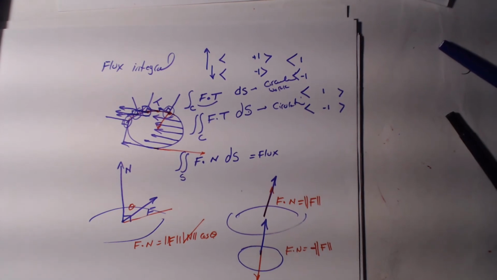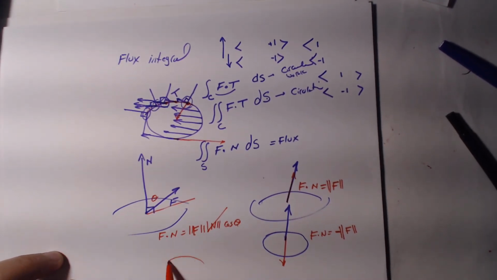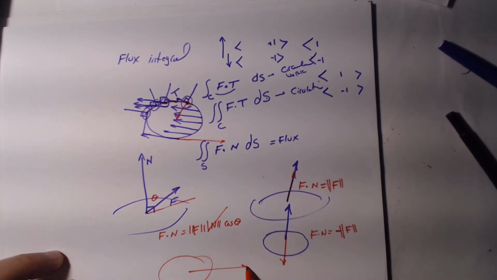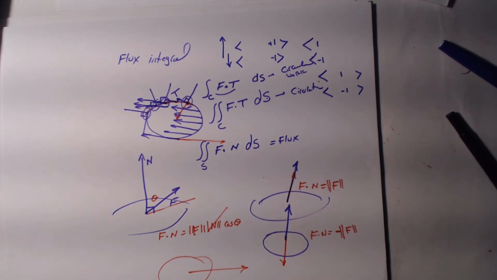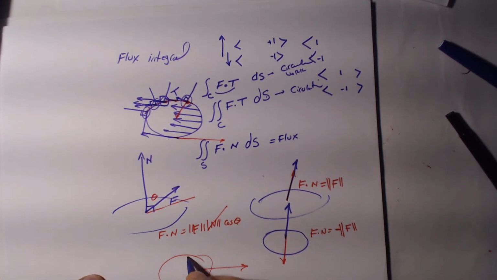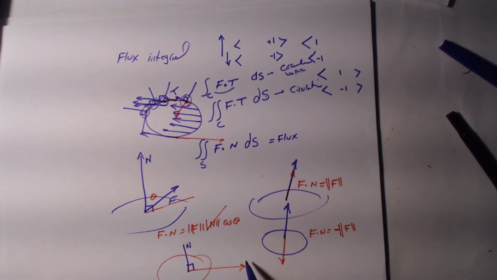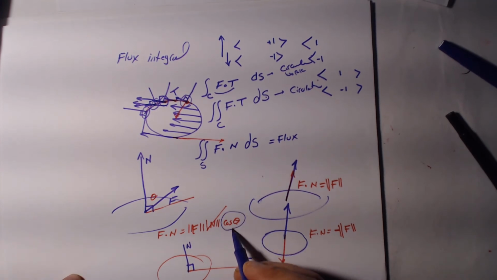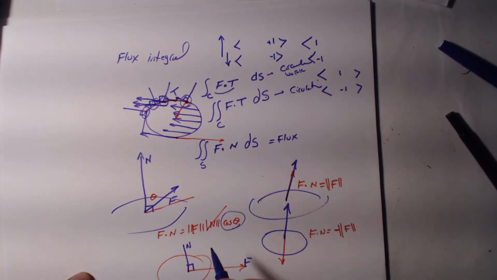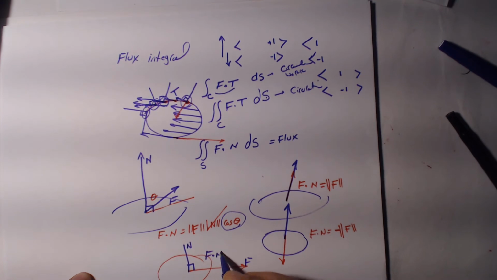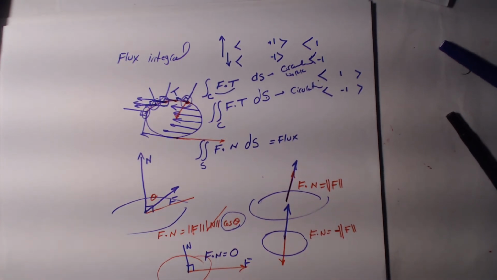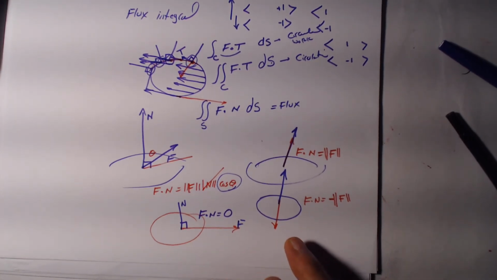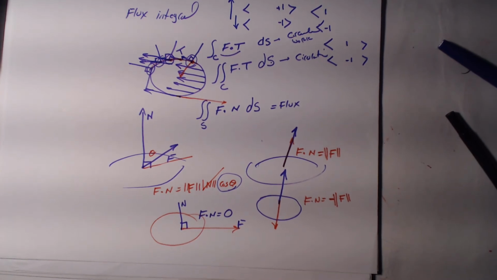But someone said, what happens if you have a vector field and a normal vector, and the angle between them is 90 degrees? What is the cosine of 90? 0. Therefore, F dotted with n becomes 0, which means you're not going to have any flux whatsoever.